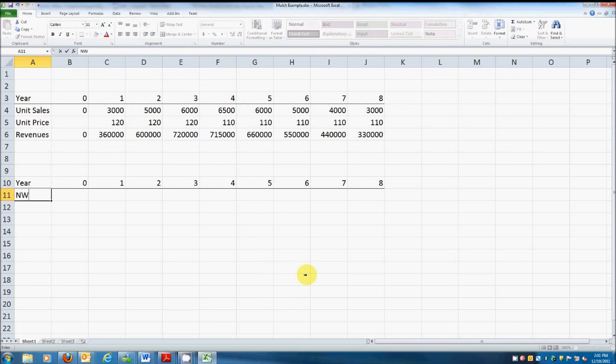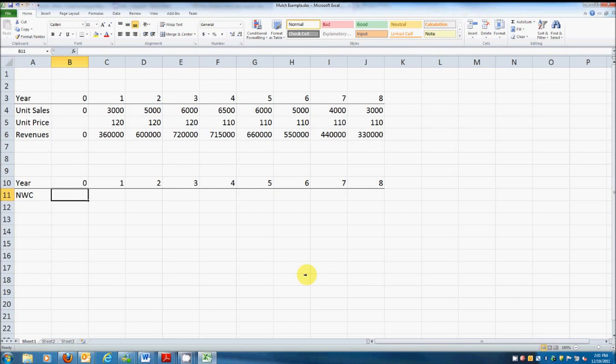So net working capital. By the way, net working capital is merely current assets minus current liabilities. What kind of things go into current assets? Well, that would be your cash, inventory, and accounts receivable. And what kind of things go into current liabilities? Well, the big one we work with is accounts payable. And so what we're really looking at here is cash plus inventory plus accounts receivable minus accounts payable. That's called net working capital.